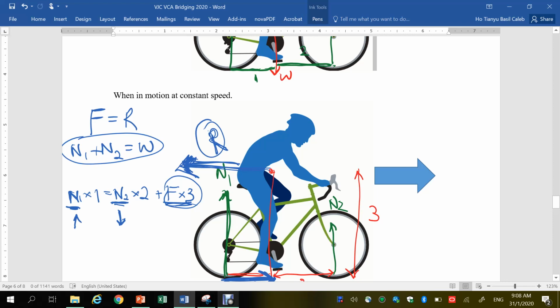And this actually explains why when you pedal very hard, the bicycle goes into a wheelie, where you are only resting on the back wheel of the bicycle.